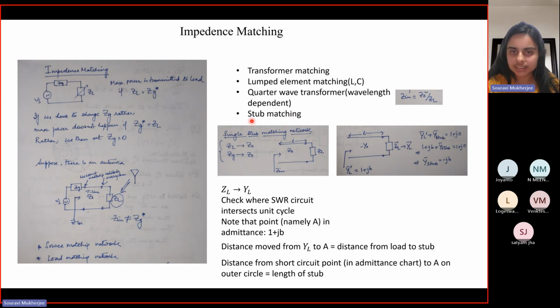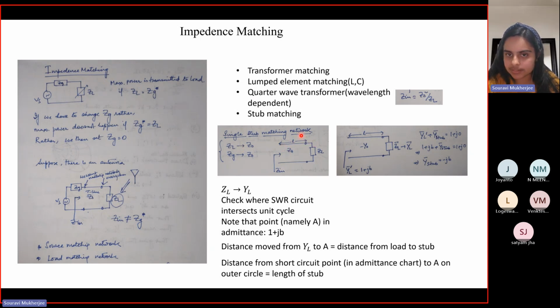Okay. And another is stub matching. In stub matching, basically what you are trying to do is add a stub. In general, you can have multiple stubs, in series or in parallel. But the simplest case is to add a single stub in parallel to your circuit. So if you have some circuit like this, you want ZL to match with Z0, and you also want your ZG to match with Z0, right? That is the matching that you want to achieve. And this is the length of your transmission line.